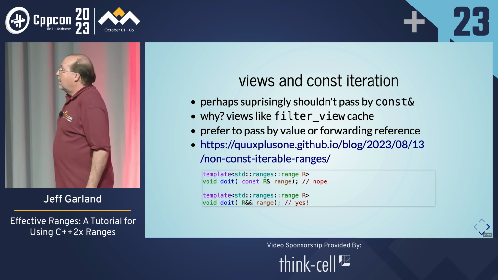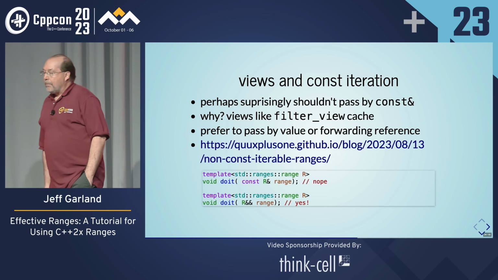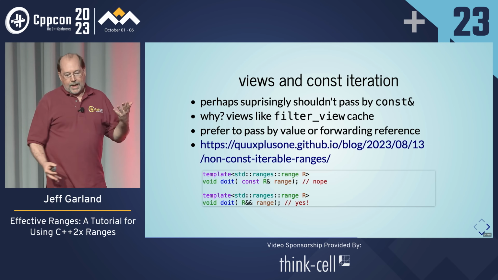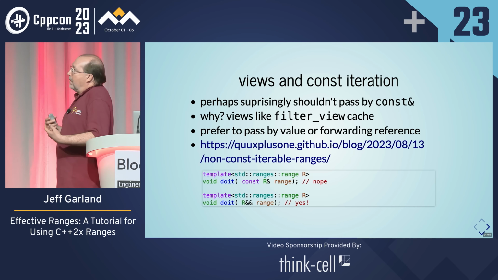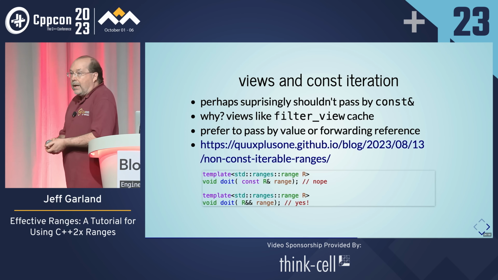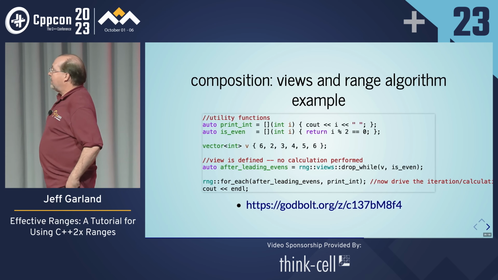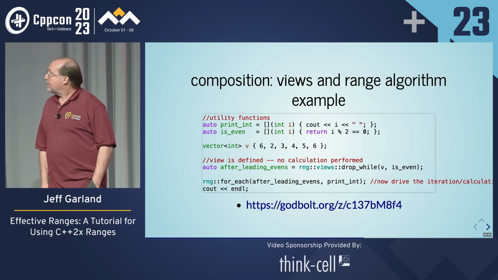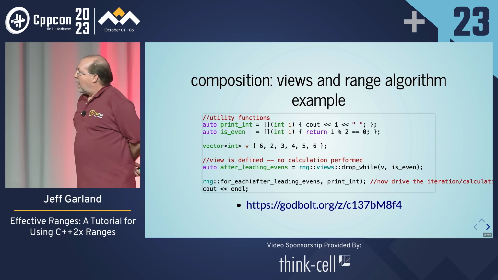And that's why. In C++23, the pipe operation and your ability to write your own view mean that if you really want that capability to pass by const reference, you could write a non-caching filter view. I'm not saying that's the best answer, but it certainly is one answer. Okay. Composition.